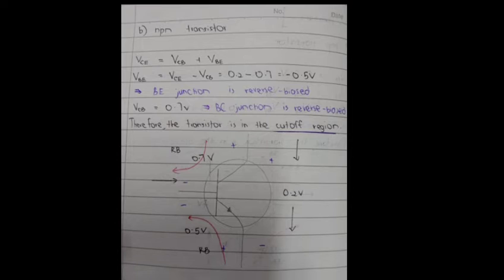Okay, for B, it is an NPN transistor, because the current flow is going out through the emitter. We use the same formula as in question A. So we get 0.2 minus 0.7 equals negative 0.5 volts. If we get a negative value, it is reverse bias. Also VCB is 0.7, which is also reverse bias. So we conclude this is the cutoff region.